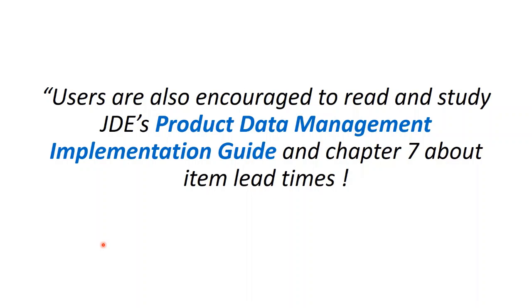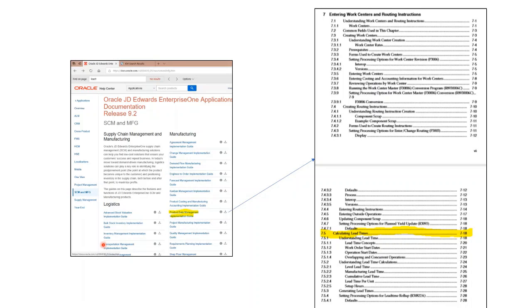Users are also encouraged to read and study JDE's Product Data Management Implementation Guide in Chapter 7 about item lead times. Here's an example of the JD Edwards Implementation Guides. Simply select Product Data Management, download the PDF, and in the table of contents, search for lead times.